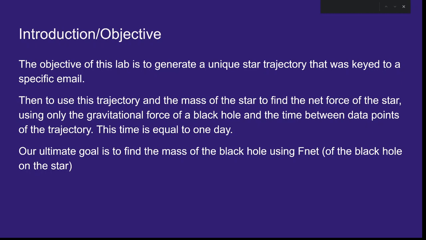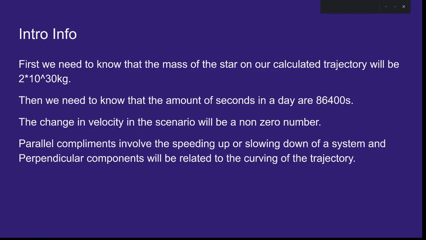The email address used in my code is lwhitesell3@gatech.edu. To find the mass of the black hole, we will need to find the net force of the black hole acting on the star at all points on its trajectory. This net force is due only to the black hole and the time between the data points. This time will be 1 day. 1 day is equal to 86,400 seconds.